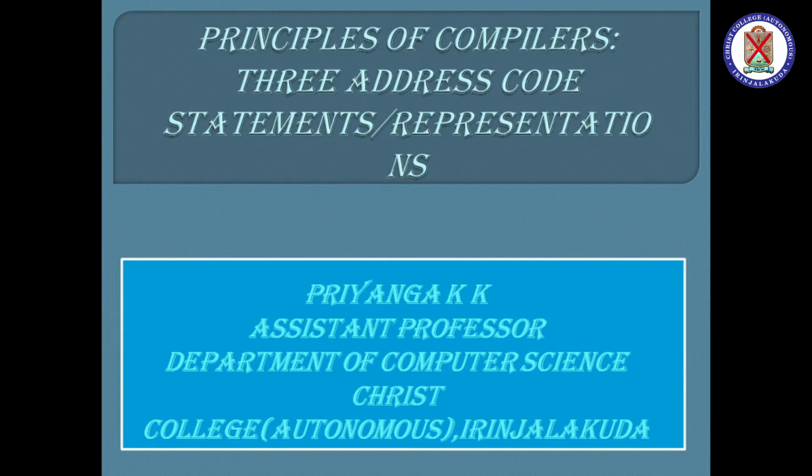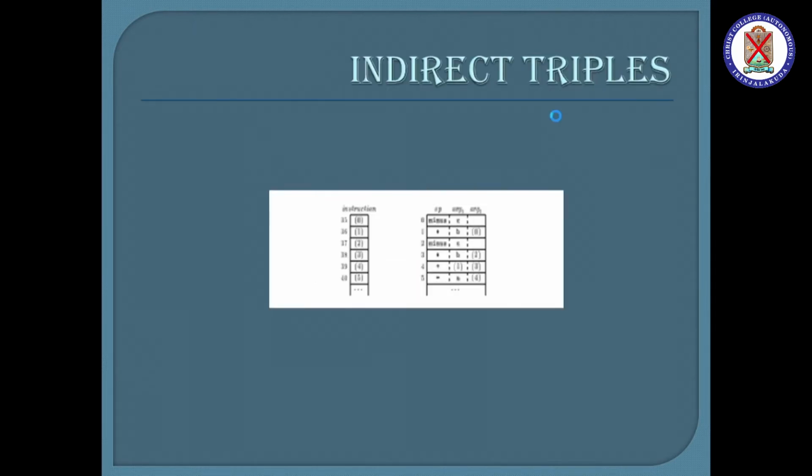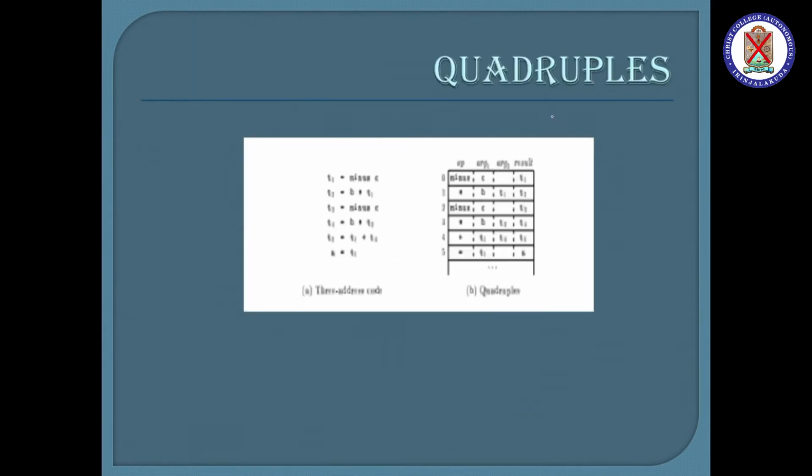In a compiler, a three address code or statement is represented as an object or record, with any expression represented using operators and operands. Such representations are broadly classified into three: quadruples, triples and indirect triples. We are first moving with the topic quadruples.